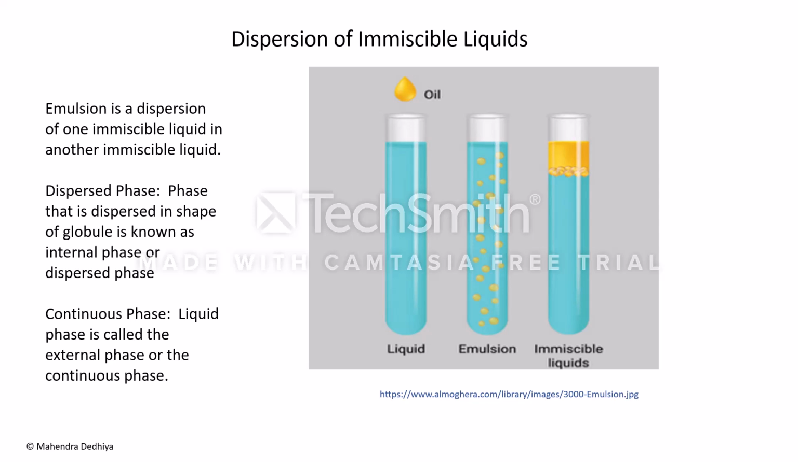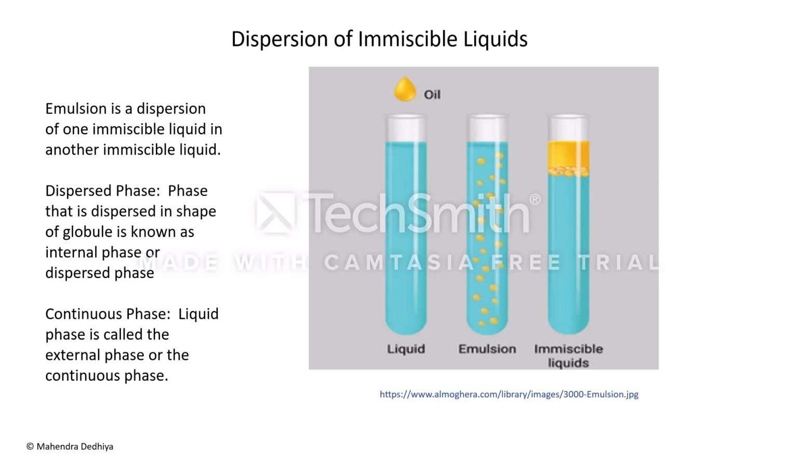Dispersion of immiscible liquid is shown in this slide. Emulsion is a dispersion of one immiscible liquid into another liquid. Dispersed phase is a globular phase, it's also called the internal phase. Continuous phase is the external phase of the liquid.